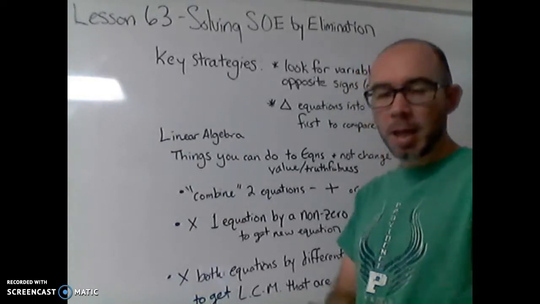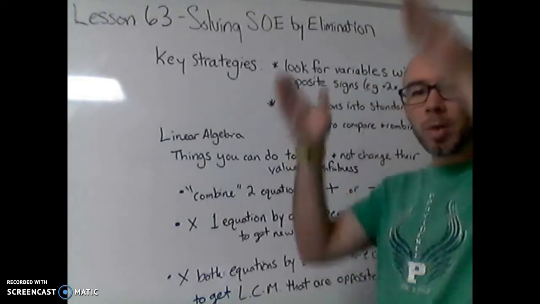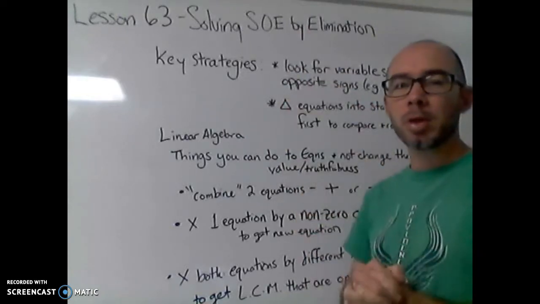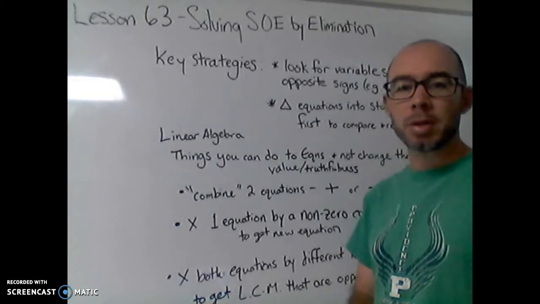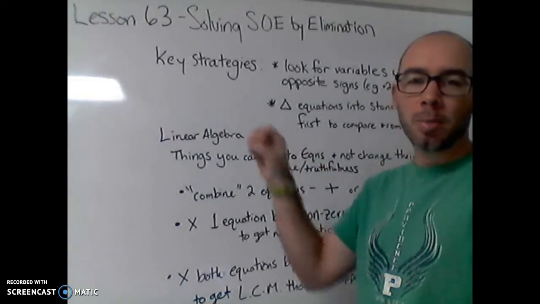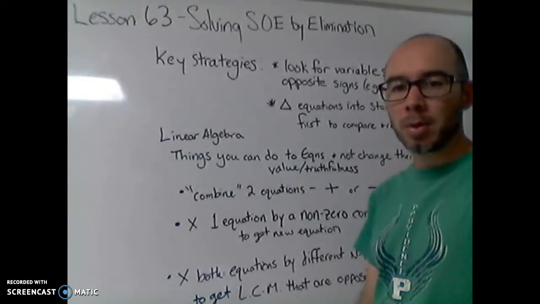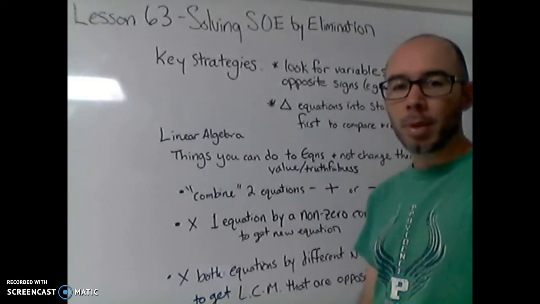And elimination here means that when we line these things up in columns, we're going to get rid of one of them and solve for the other one first, and then take that answer and plug it back into one of the original equations to solve for the other one.